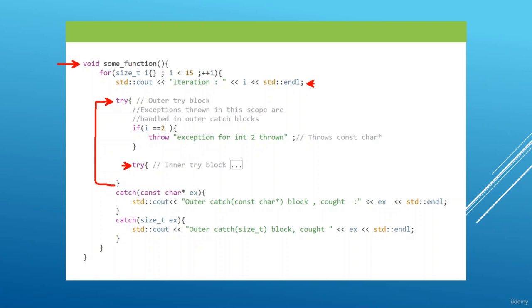So for example, if we have a const char exception which was not handled in there, it can be caught by this catch block here. If we have a size_t exception, we can handle that in here. This is something we can do. We are going to head over to Visual Studio Code and see a concrete example of how this could work.